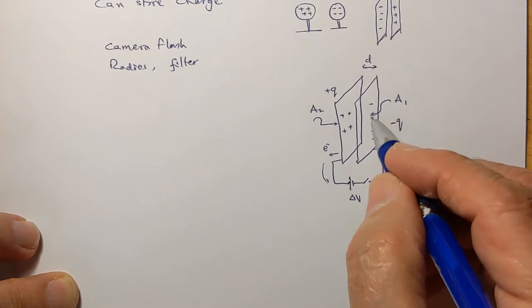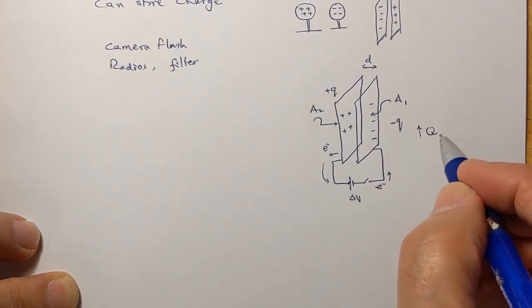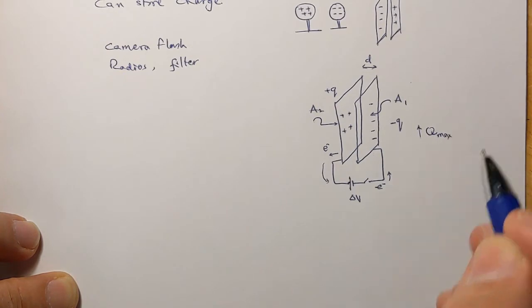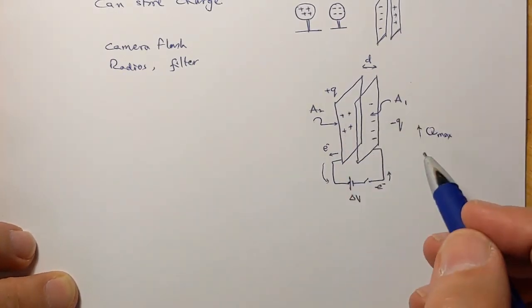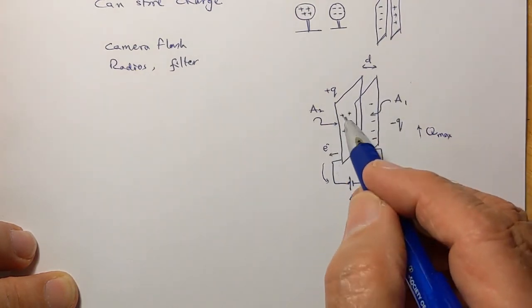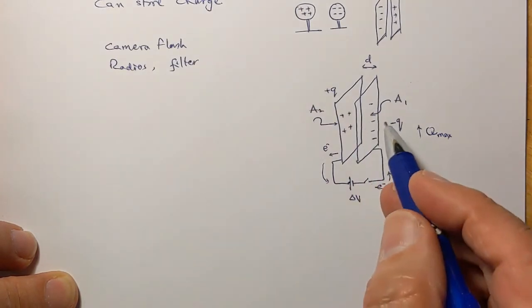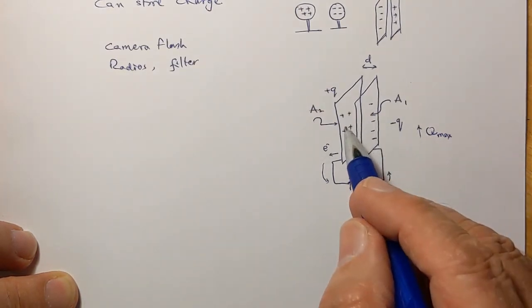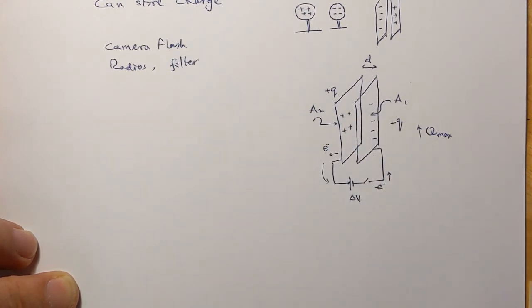So this Q will keep on increasing until it reaches Q, or we can call it Q max, and Q max is the maximum amount of charge that can be stored on a capacitor. So we will have negative Q max on this side, positive Q max on this side. As a whole, the capacitor has no charge. It has equal positive and negative charges, but we say that the capacitor is charged to a charge of Q max.